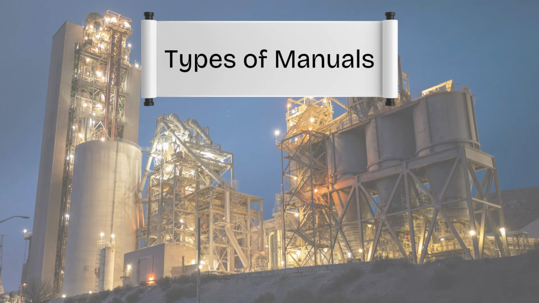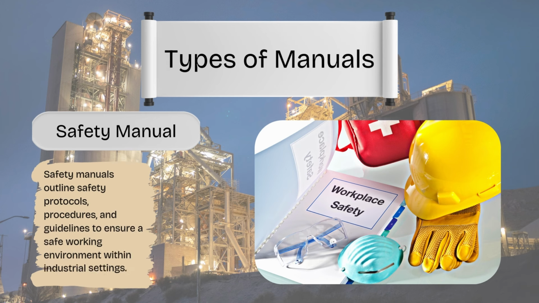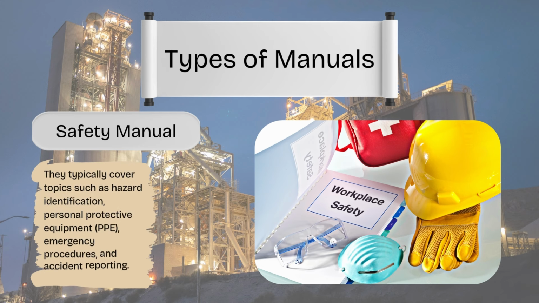Number two, safety manuals. Safety manuals outline safety protocols, procedures, and guidelines to ensure a safe working environment within industrial settings. They typically cover topics such as hazard identification, personal protective equipment, PPE, emergency procedures, and accident reporting.